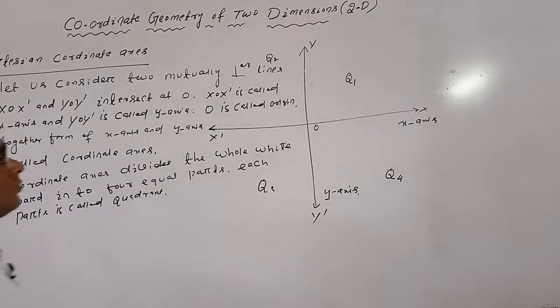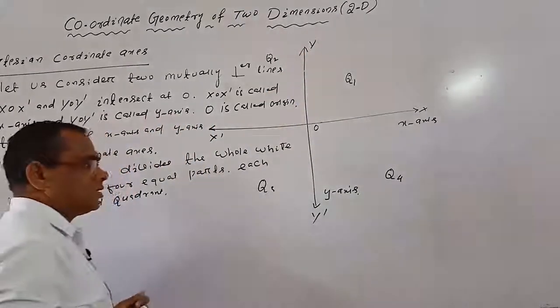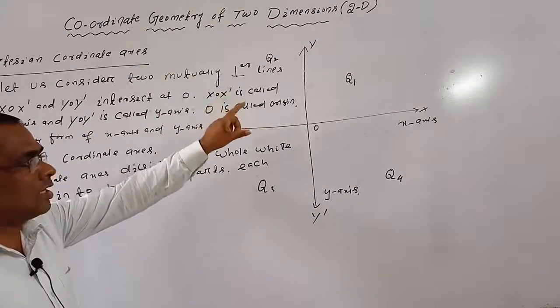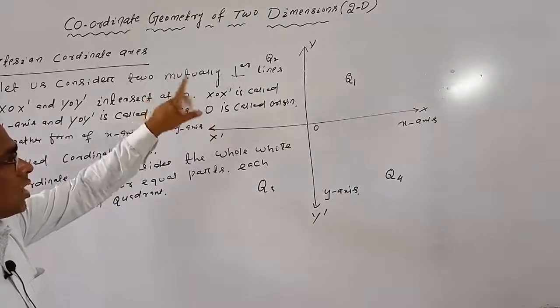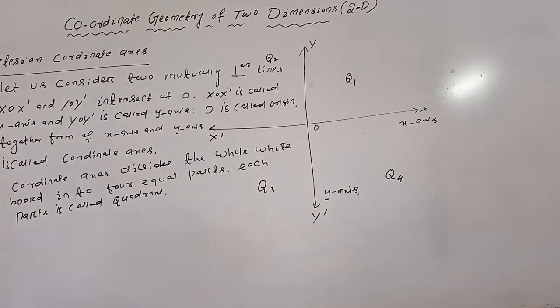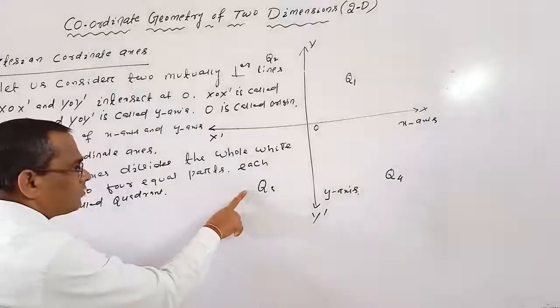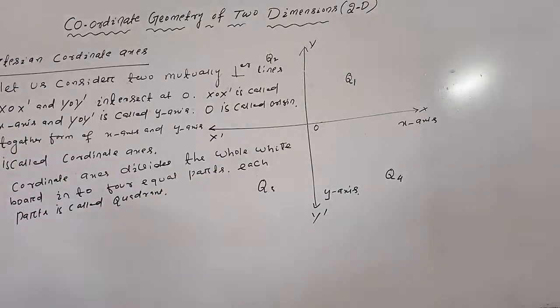In first quadrant, it contains positive direction of x-axis, positive direction of y-axis. So the sign of coordinate in the first quadrant is plus plus. The sign of the coordinate in the second quadrant is minus plus, and the sign of the coordinate in third quadrant is minus minus. Sign of the coordinate in the fourth quadrant is plus minus.